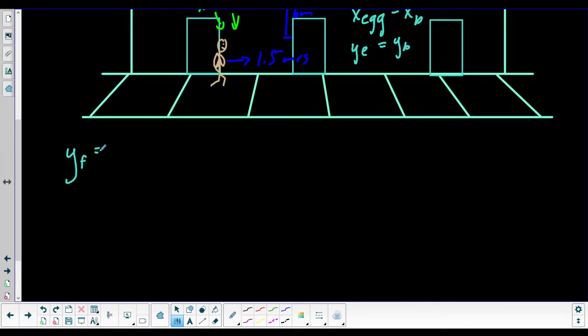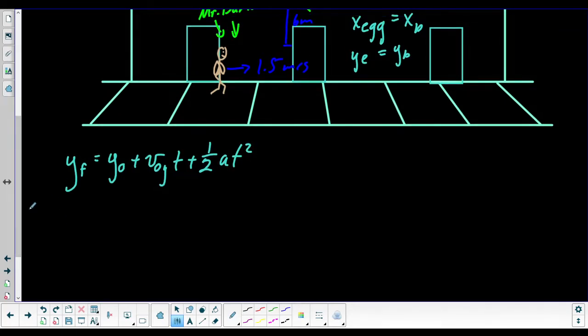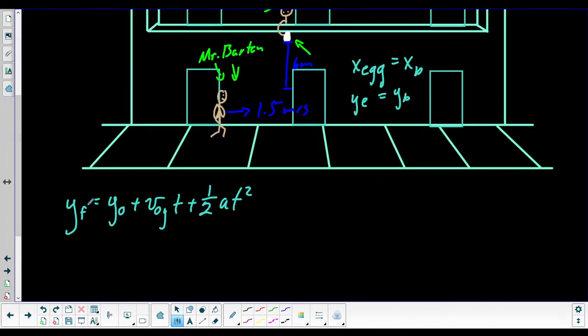Y final equals y initial plus velocity initial in the y direction times time plus 1/2 acceleration times time squared. Okay. For our egg, here's y equals 0. Here's y equals 6. Our final will be 0. Our initial will be 6. So 0 equals 6 plus the initial velocity. They're going to just drop the egg.